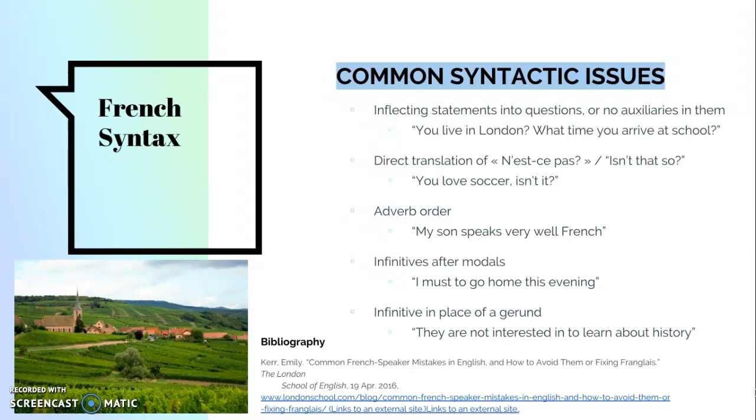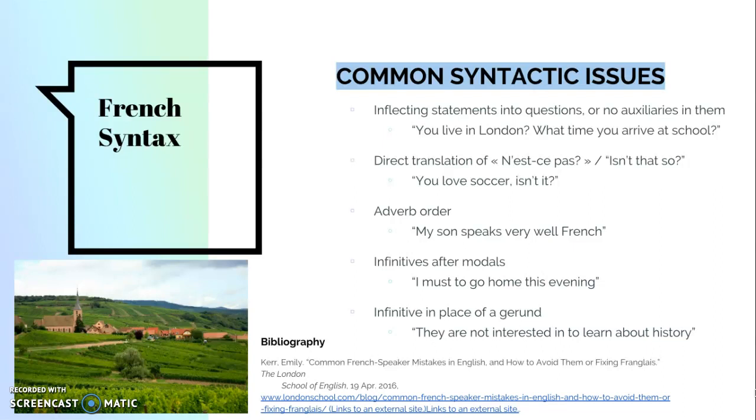In question tags, French speakers often use n'est-ce pas, meaning isn't that so? And they may use a direct translation in English, where native English speakers would use a different auxiliary verb than is, or would conjugate the verb to correspond to the subject. So they might say, you love soccer, isn't it? Instead of, you love soccer, right? Or something like that.